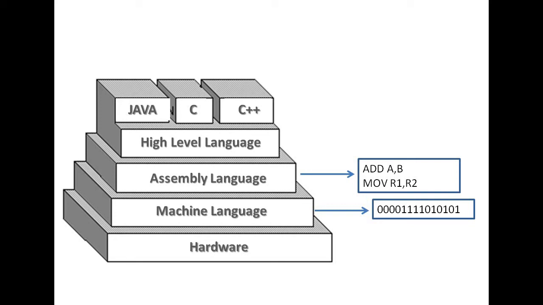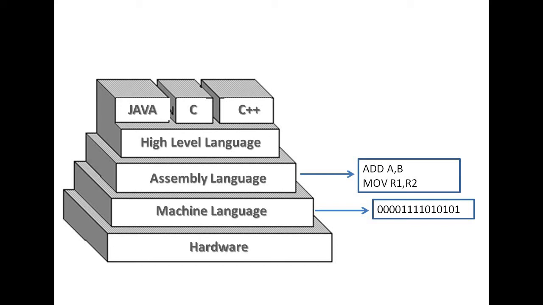Over here I have written two examples: add A, B. A and B are the operands which have some content, so the contents of these operands are added up. And move is used for moving the value of one register to the other register. Okay, in the higher level, we have high level languages, and we have a lot of high level languages in today's world, and I have written some examples also: Java, C, C++.